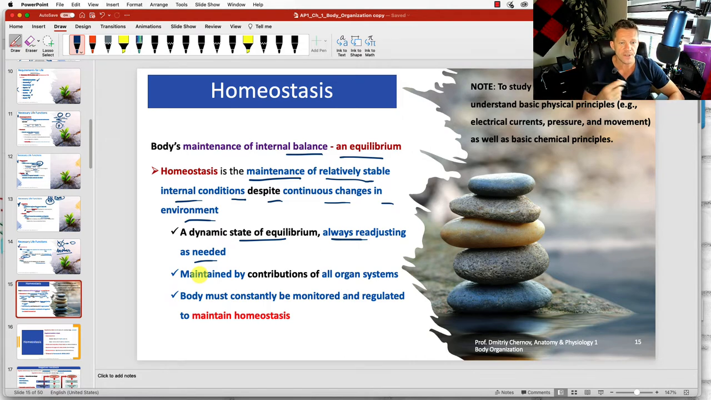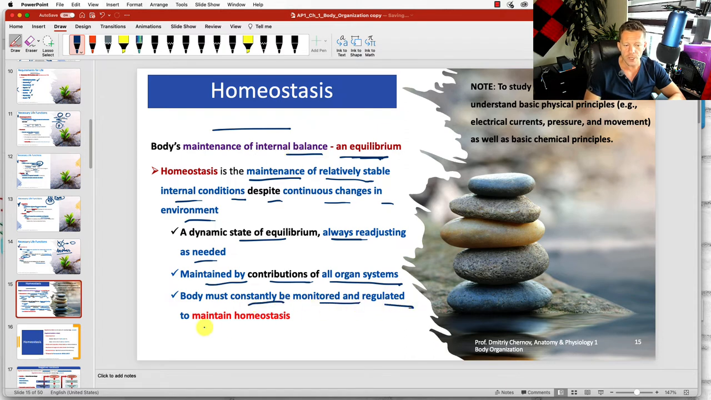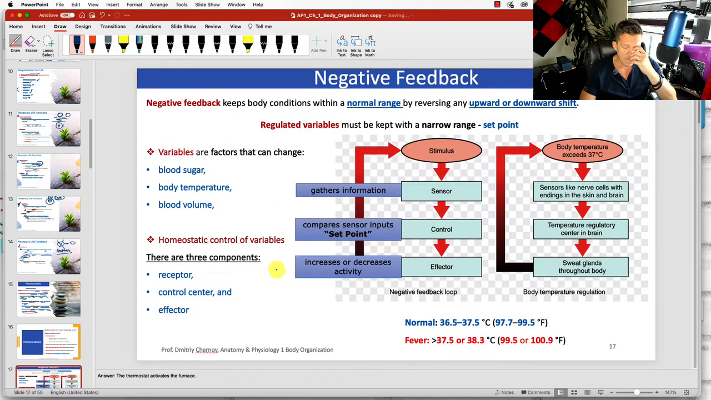And then there is the effector. The effector is a group, let's say a group of muscles that will remove my body part from that environment. Again, if this is hot and I'm touching this, the effector would be a group of muscles that will move my hand away from the stimulus. That's an effector. So let's look at those two classical examples. And you see, it's maintained by contributions of all organ systems, because all of the organ systems work in tandem in order to sustain this equilibrium, to be in homeostasis. But it must constantly be monitored and regulated to maintain homeostasis. And it maintains homeostasis based on these three principles: sensing, controlling, and the effector.